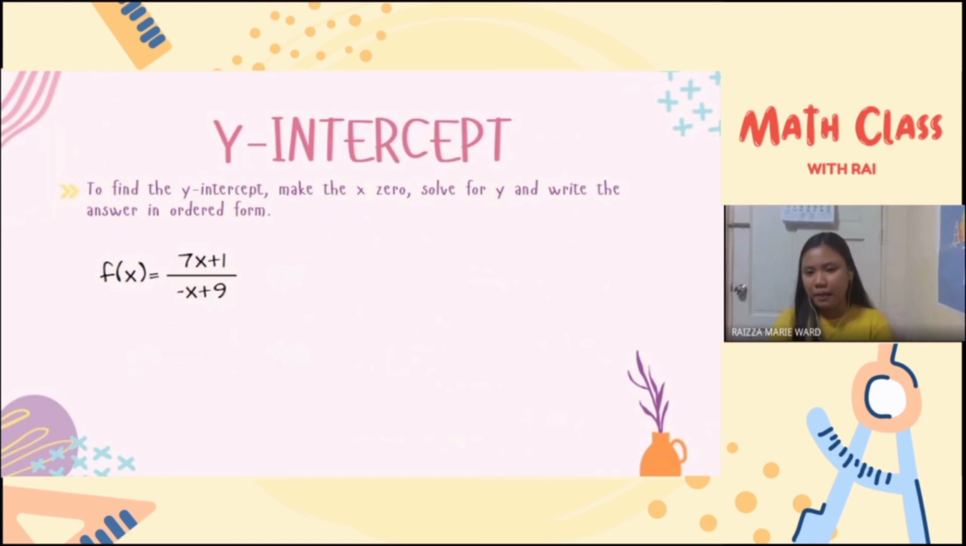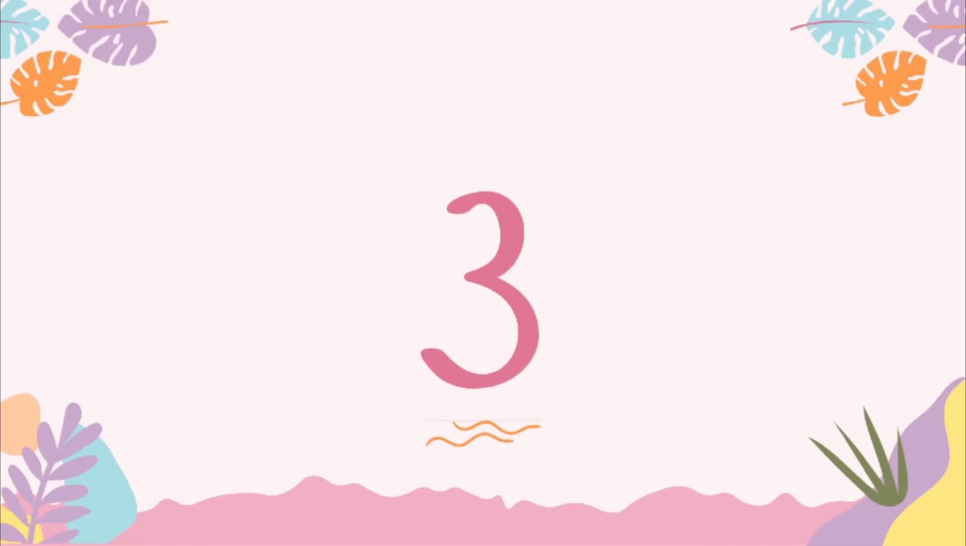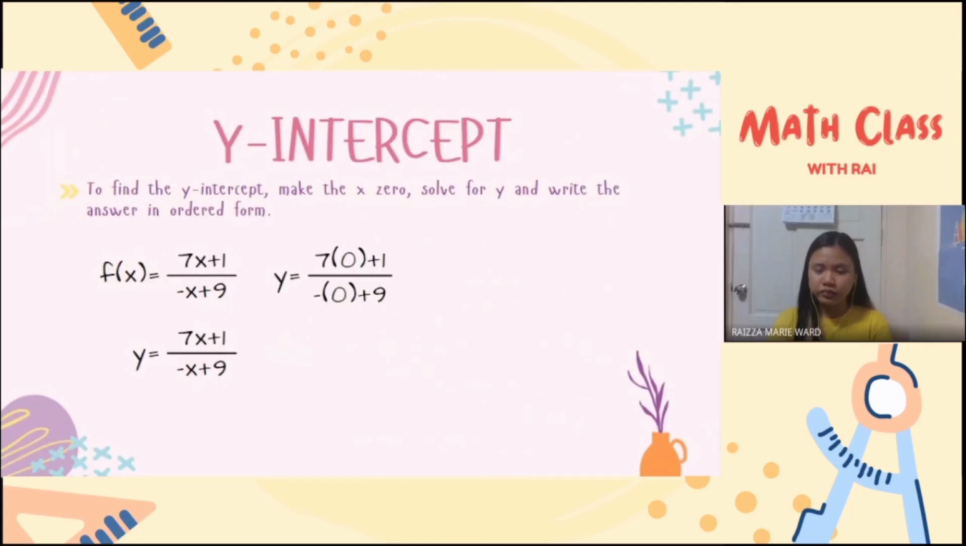For our last example, you can pause the video and try to solve it. So, make x 0. Palitan natin lahat ng x to 0. 7 times 0 is 0 plus 1 is equal to 1. For our denominator, negative 0 plus 9 is still 9. Y is equal to 1 over 9. Y-intercept is 0, 1 over 9.